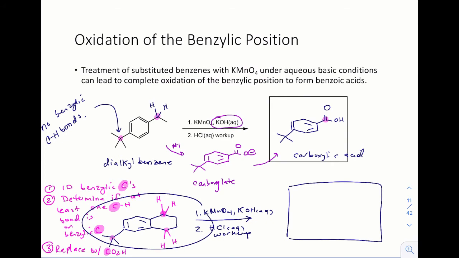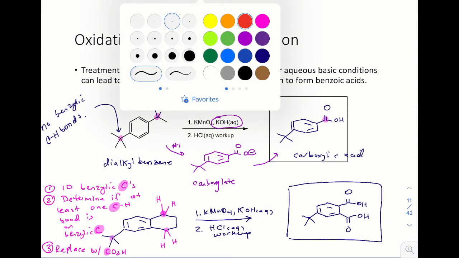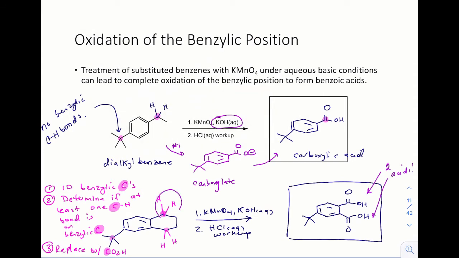For this particular alkyl benzene, the product looks like this, where a diacid has been formed. And that's simply because there were two benzylic carbons with at least one CH bond.